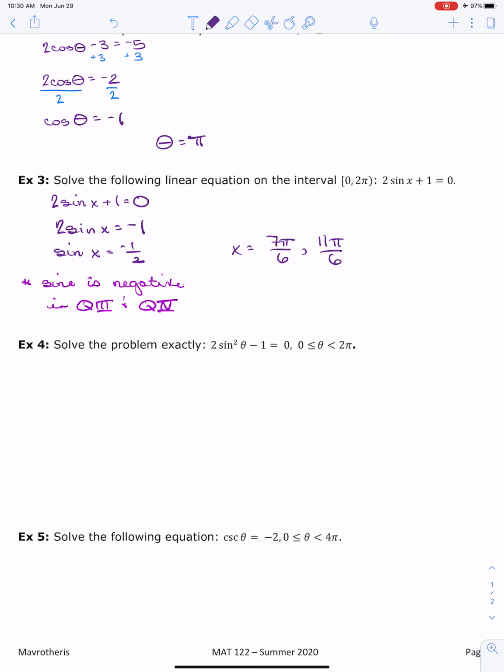I'm going to go back up and double check my problem statement. We want this solved on the interval 0 to 2 pi. Both of these lie in that interval. So I'm done.